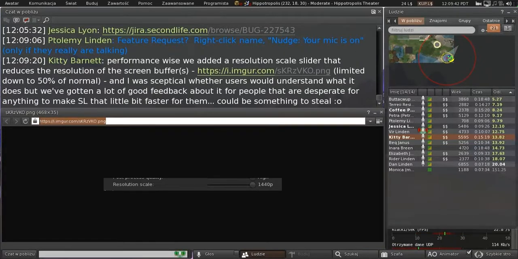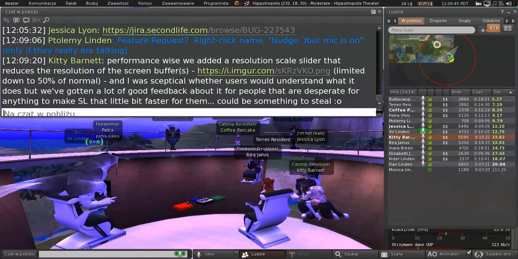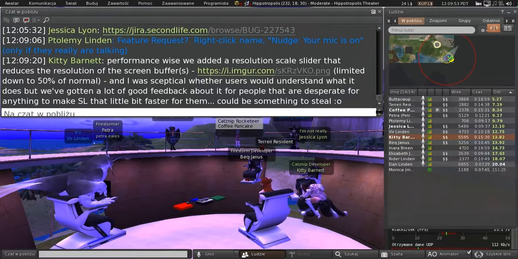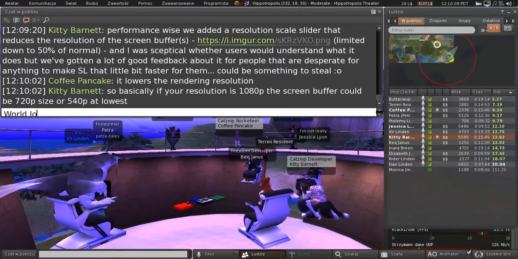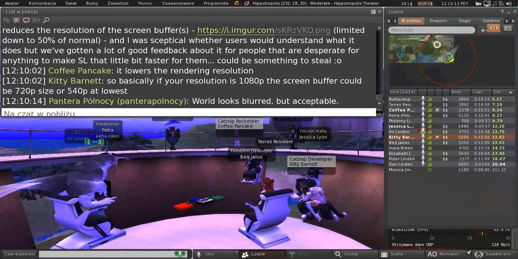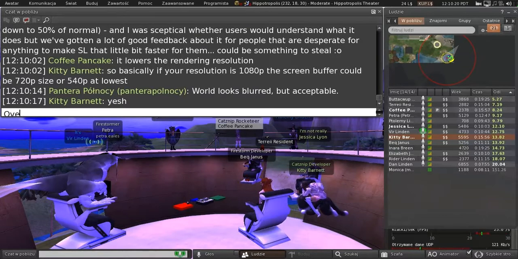Reduce the resolution of the screen buffers. I'm not sure if I understand what that's doing. What's the functionality there and the intent? But does that mean you're actually rendering at the lower size and then just kind of blowing up the result? Okay. Oh, that's interesting.